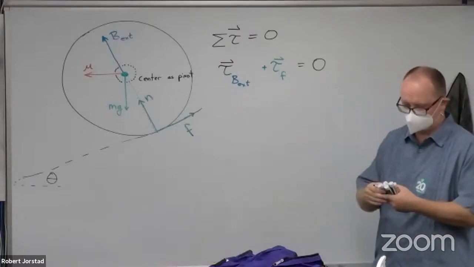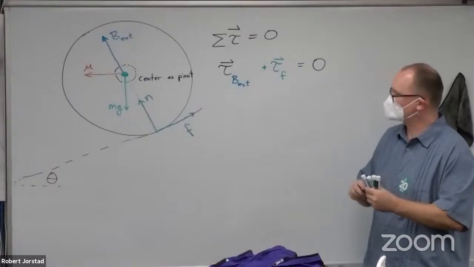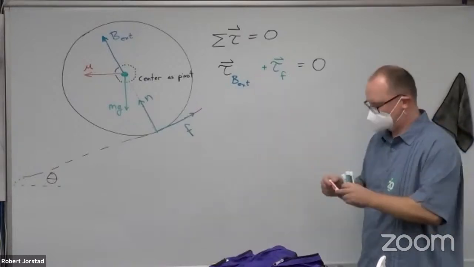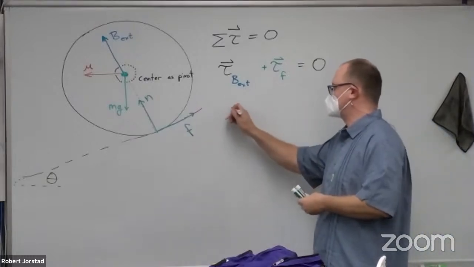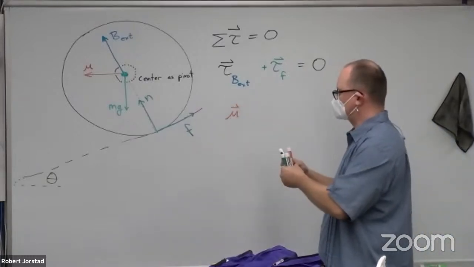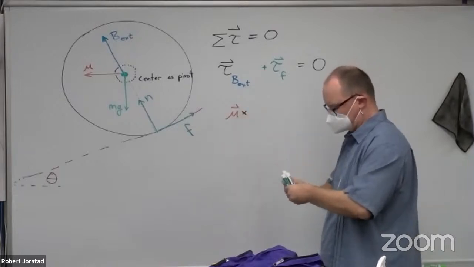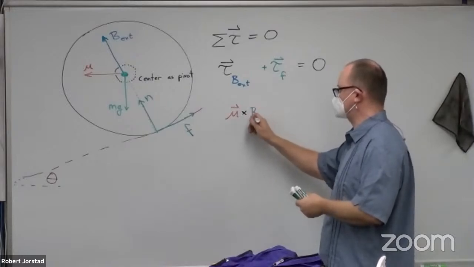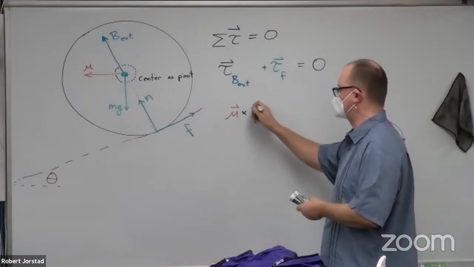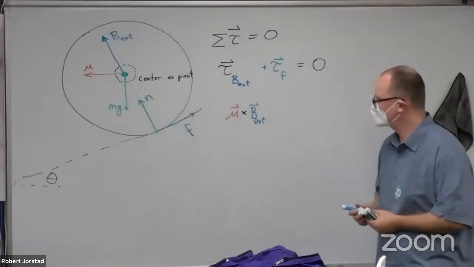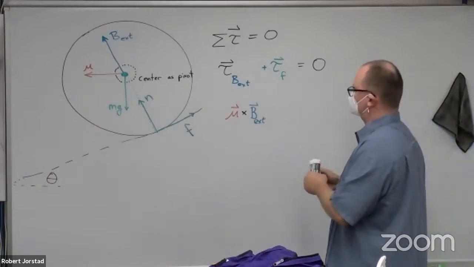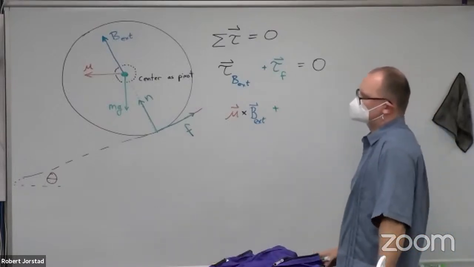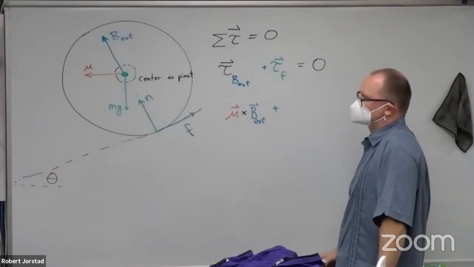Well, let's just do this here. What's the torque due to B external? Magnetic moment crossed B external. We've gotten B external involved. That's what we're looking for. I'm feeling pretty good. What's the frictional torque in this case? What's that?